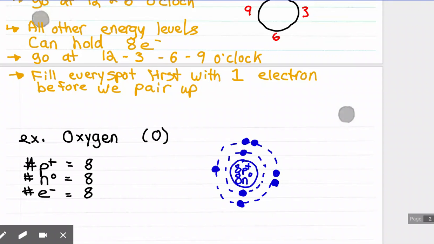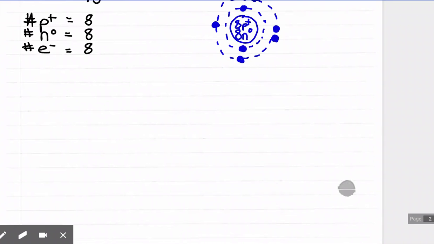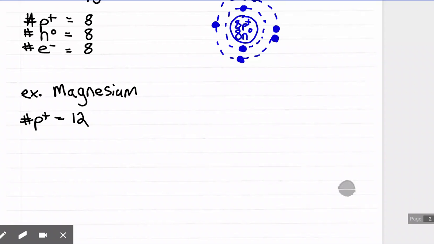So I can do a quick count. 1, 2, 3, 4, 5, 6, 7, 8. I have all my electrons and my diagram is done. Okay, we're going to do one more together. So in this example, we're going to do magnesium. And from our periodic table, we can calculate that magnesium has 12 protons, 12 neutrons, and 12 electrons.